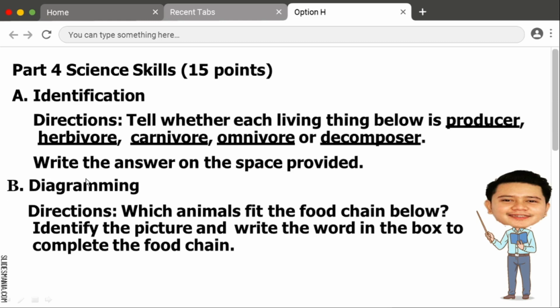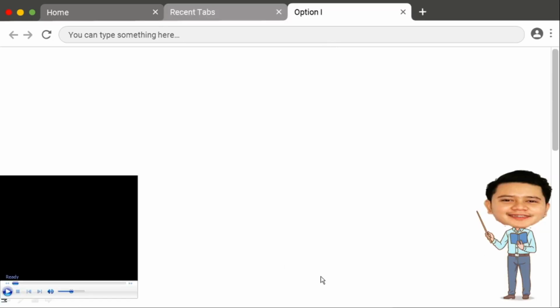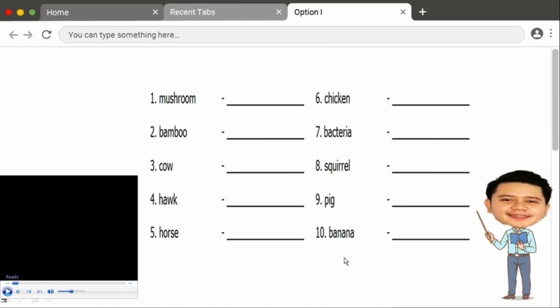And for the letter B, diagramming, which animal fits the food chain? Identify the picture and write the word in the box to complete the food chain. So, for letter A, you will write producer, herbivore, carnivore, omnivore, and decomposer. For letter B, we need to identify the food chain. Okay? So, let's start to answer it. Letter A. Again, all you need to do is to write producer, herbivore, omnivore, carnivore, and decomposer.